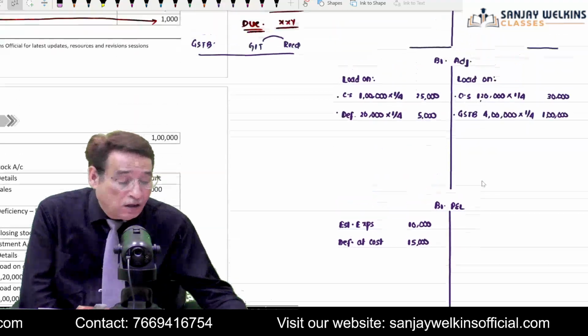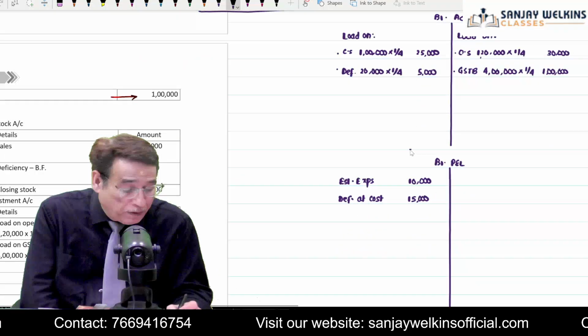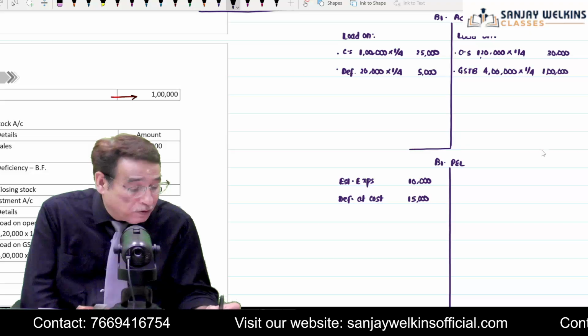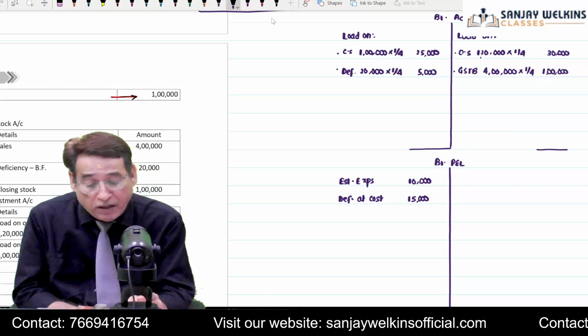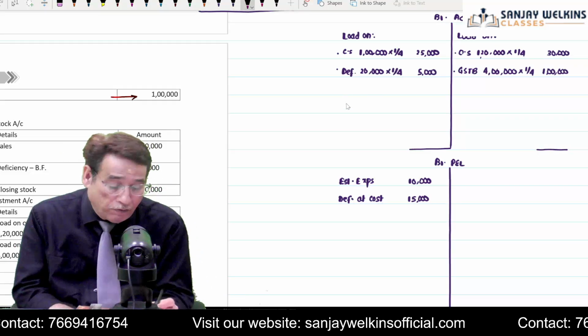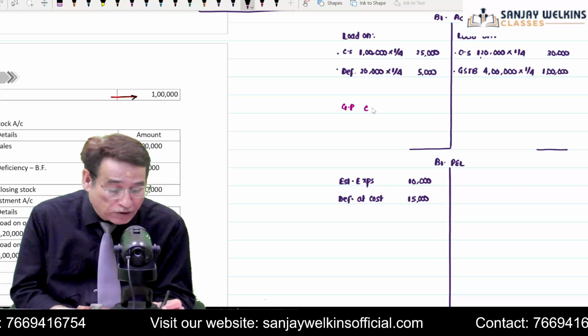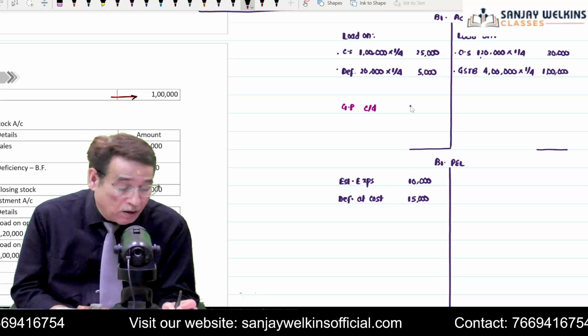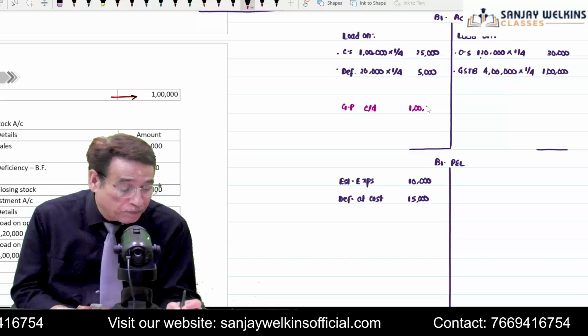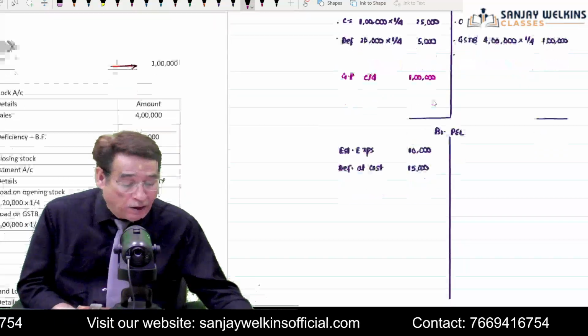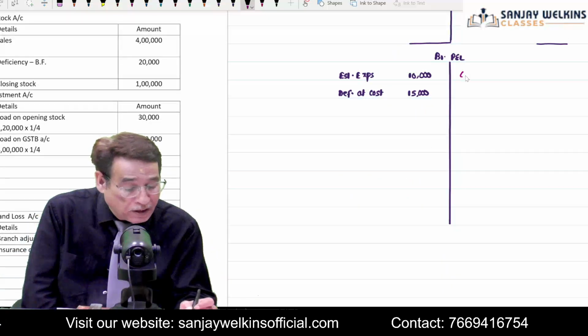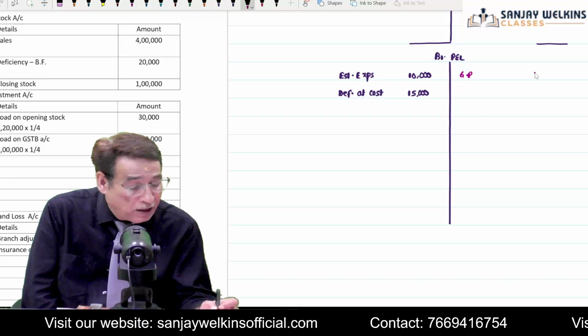Correct? Now we are in a position to compute the gross profit also. 1,30,000 minus 30,000. So we are able to find out gross profit in this case quite easily. Gross profit is equal to 1 lakh. This is our gross profit. Now we will write gross profit on the opposite side. Gross profit is equal to 1 lakh.